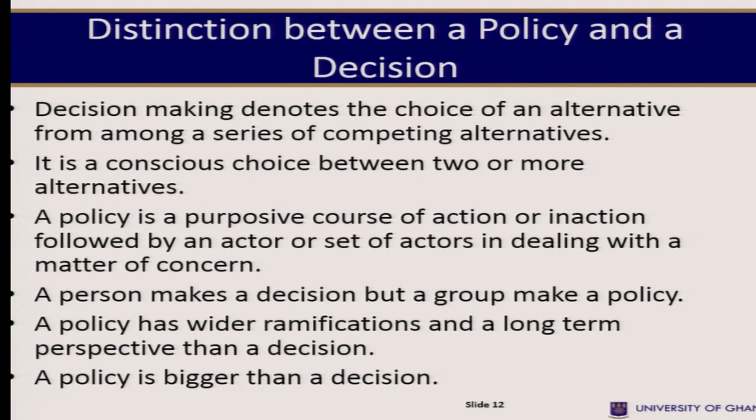So let's look at the distinction between a policy and a decision. Decision making denotes the choice of an alternative from among a series of competing alternatives. It is a conscious choice between two or more alternatives. A policy is a purposive course of action or inaction followed by an actor or set of actors in dealing with a matter of concern. A person makes a decision, but a group makes a policy. A policy has wider ramifications and a longer-term perspective than a decision. A policy is bigger than a decision, meaning that a series of decisions come to make public policy. So hardly will a policy coincide with a single decision. That is what is being said here.